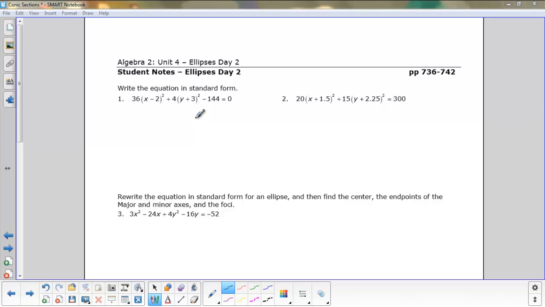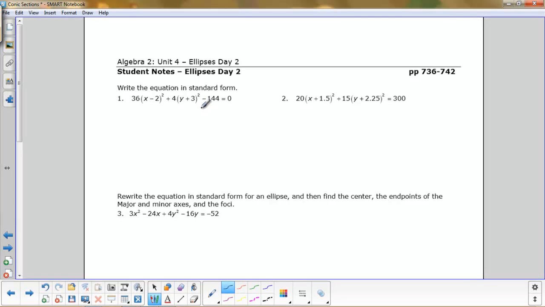Student notes, ellipses day 2. We are going to do a lot of practice in writing our equations in standard form. The majority of these problems will be written in general form, so we'll have to do some completing the square. Now, questions 1 and 2 are not that variety, so we'll look at how we're going to solve those instead.